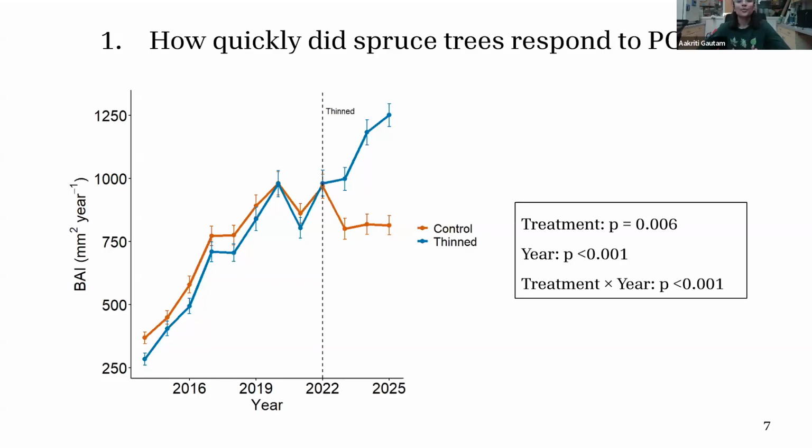So from an operational point of view, what we are thinking here is that this thinning might provide a 10-year boost in growth, after which the stand will be fully occupied again, and it might be in need of another silviculture treatment to keep that growth going, and that might be the right time for commercial thinning as well. So yeah, it was interesting to see how quickly these spruce trees responded within the first growing season after thinning.